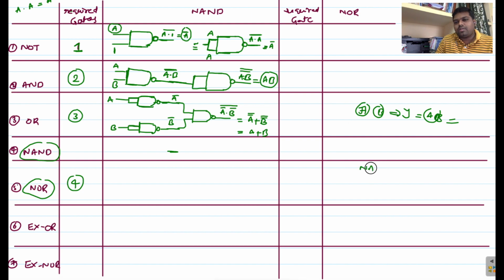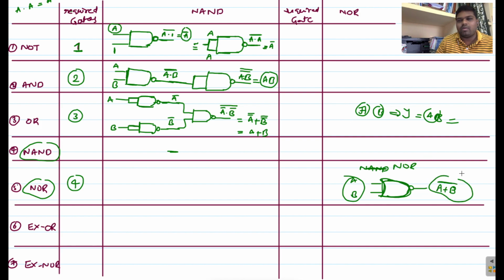Already we know NOR logic is nothing but, inputs are A comma B. If you are providing AB to this NOR gate, you will get A plus B whole bar. Already we know NOR gate is nothing but OR gate followed by NOT gate. OR gate outcome is A plus B. OR gate followed by NOT gate means A plus B whole bar. So this is our outcome of NOR gate.